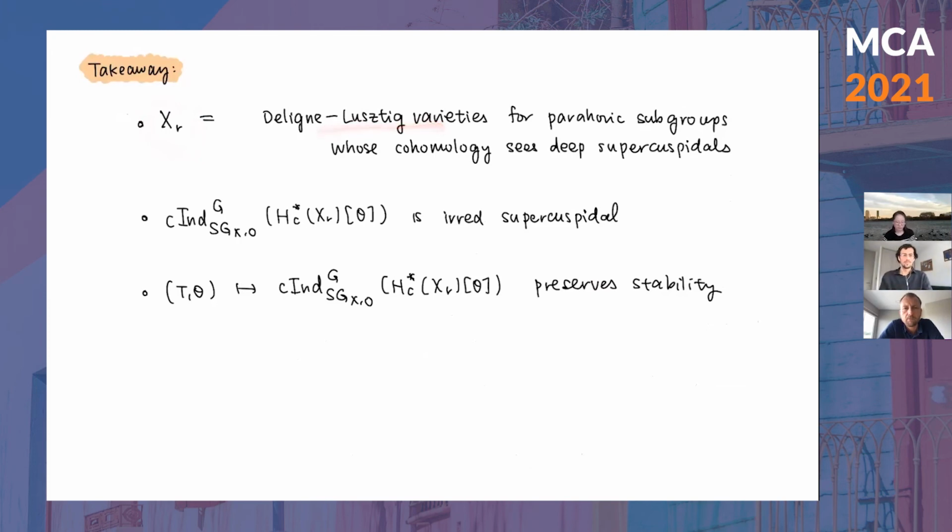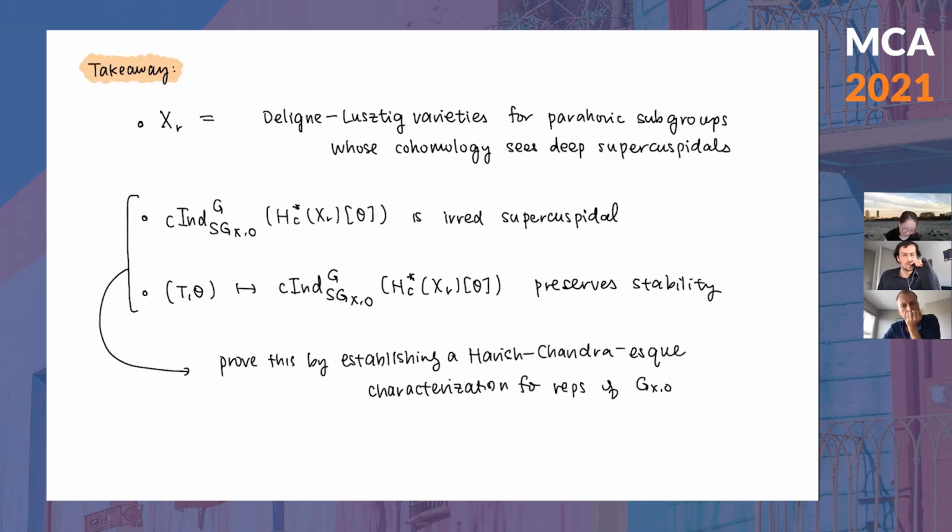And these are analogs of Deligne-Lusztig varieties in the depth 0 situation. From this, you can consider the cohomology and compactly induce all the way up to your p-adic group. And the theorem there is that when you do this, you get an irreducible supercuspidal representation. Moreover, this recipe from these pairs to these supercuspidals, because of this variety XR, preserves stability. It's compatible with Langlands. These were proved by establishing a Harish-Chandra-esque characterization for representations of GX0.